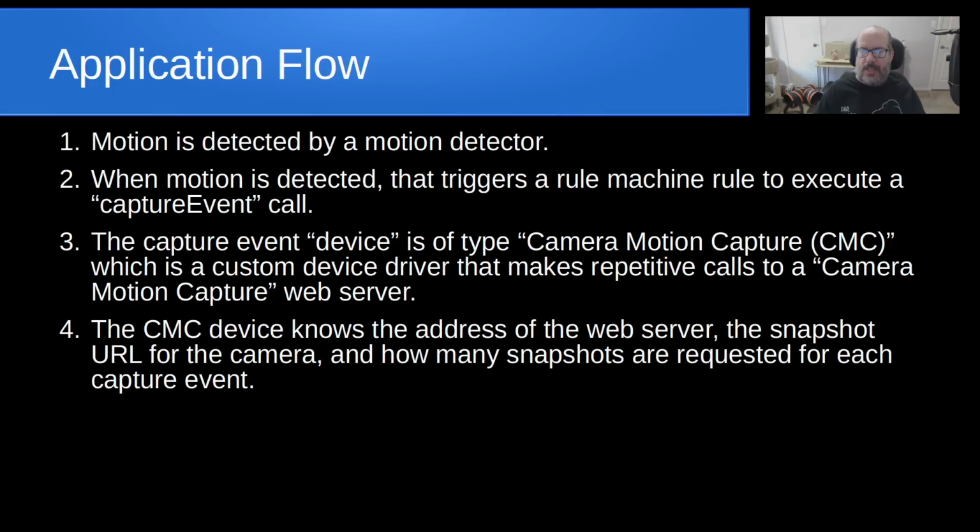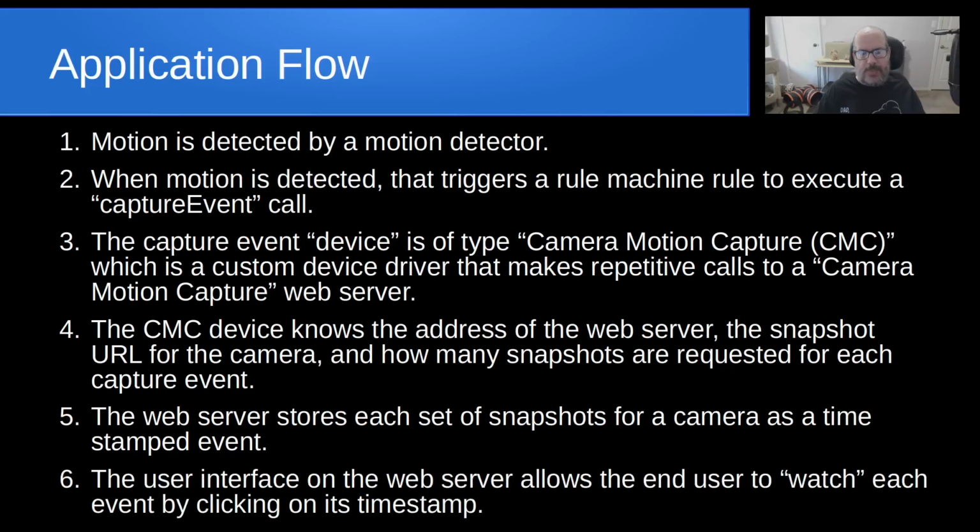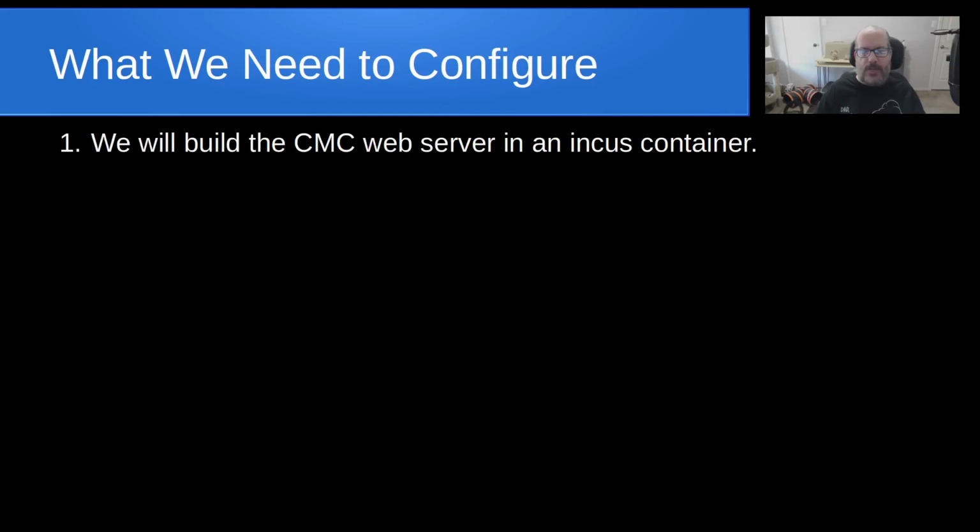And then the CMC device knows the address of the web server, the snapshot URL for the camera, and it also knows how many snapshots are requested for each capture event that is initiated. And then the web server stores each set of snapshots for a camera as a time-stamped event. And the user interface on the web server allows the end user to watch each event by clicking on its timestamp.